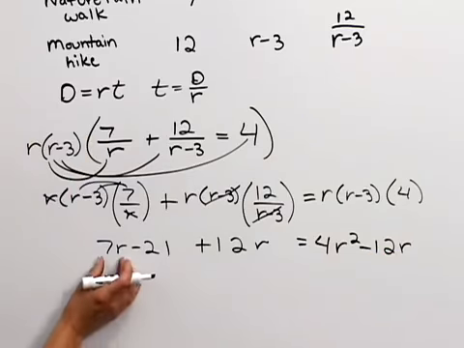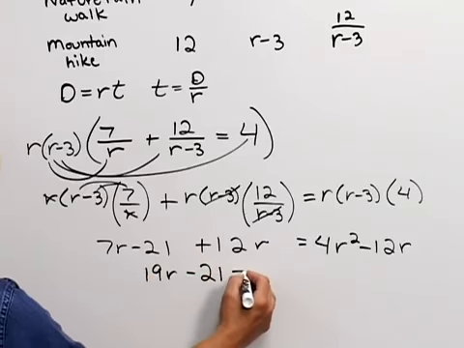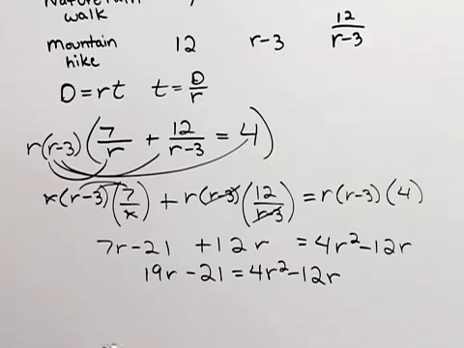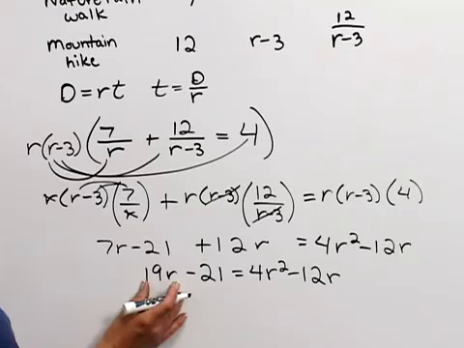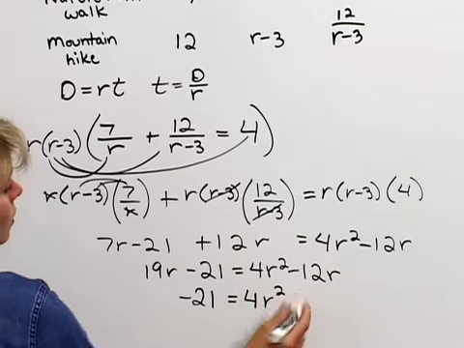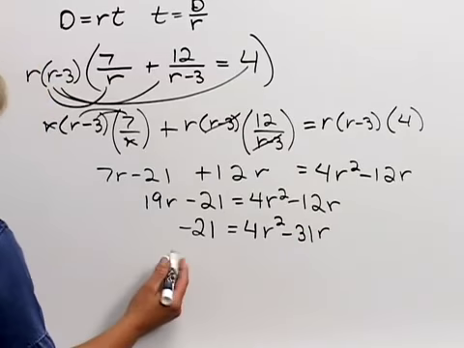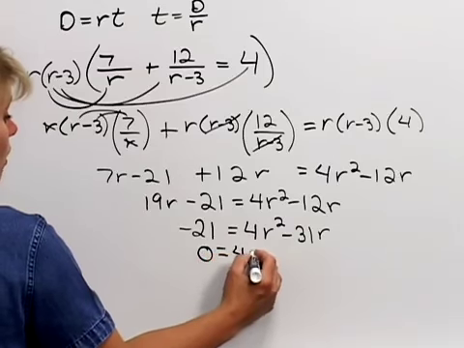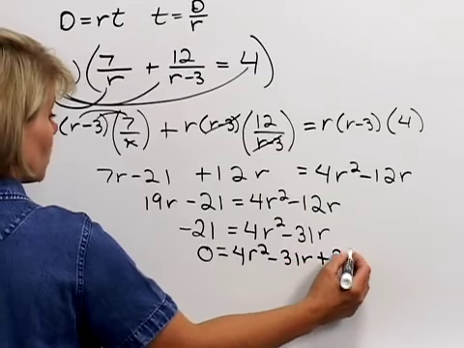We now need to simplify. 7R and 12R is going to be 19R. We've got our minus 21 equaling our 4R squared minus 12R also. If we subtract 19R from both sides, that will make this disappear. You're left with the negative 21 equaling 4R squared. When you subtract 19R here, you get minus 31R. Now if you add 21 to both sides, you'll get 0 equals 4R squared minus 31R plus 21.